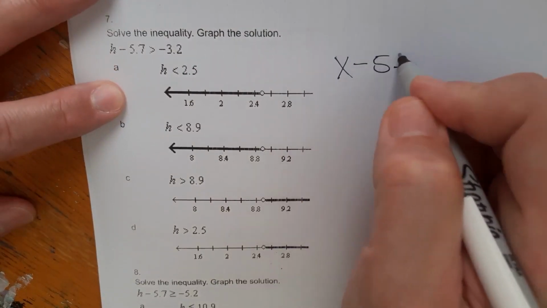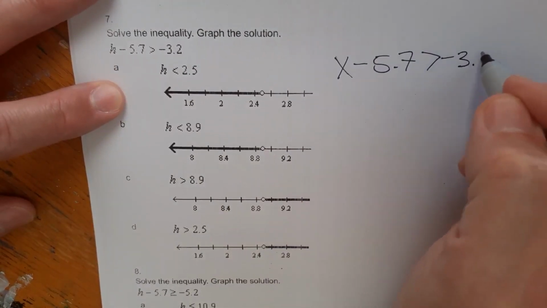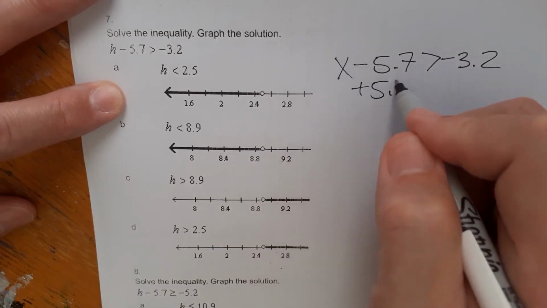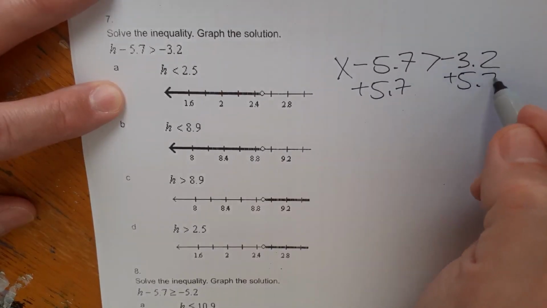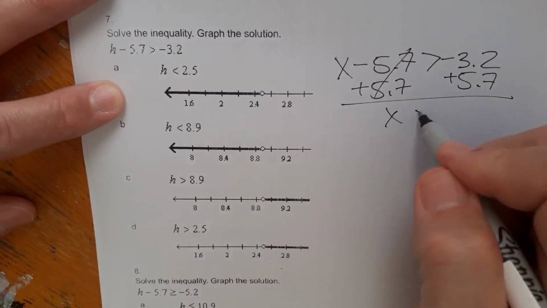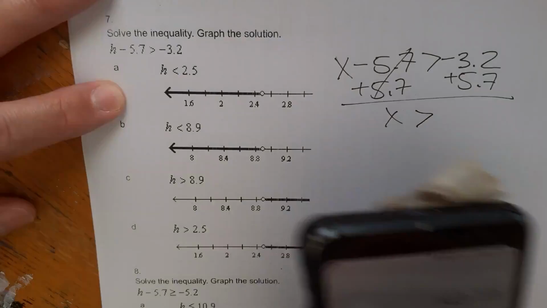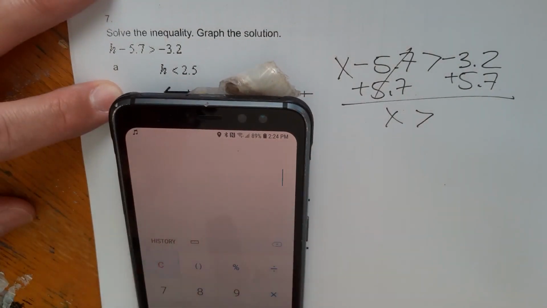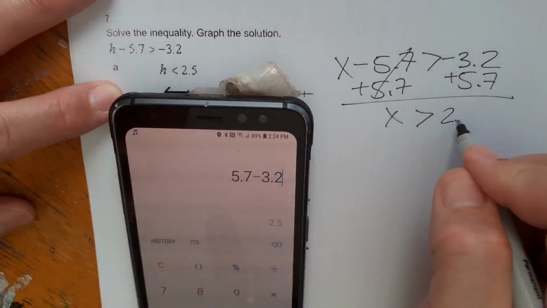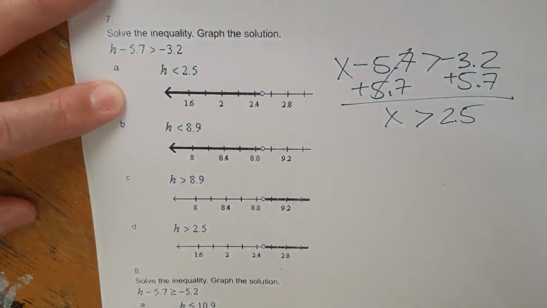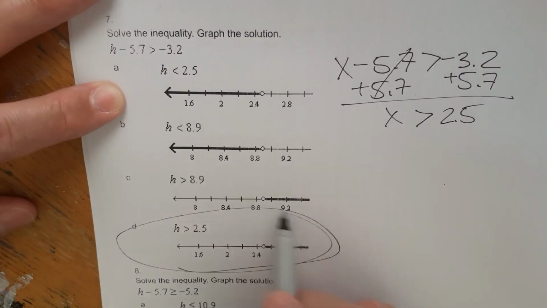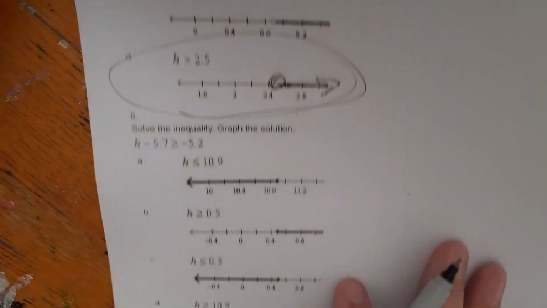X minus 5.7 is greater than minus 3.2. We're going to add 5.7 to both sides. X is greater than 5.7 minus 3.2, 2.5. All right, x is greater than 2.5. Do I have one of those right here? X is greater than 2.5. It's an open dot, and it's going off to the right forever. That looks good.